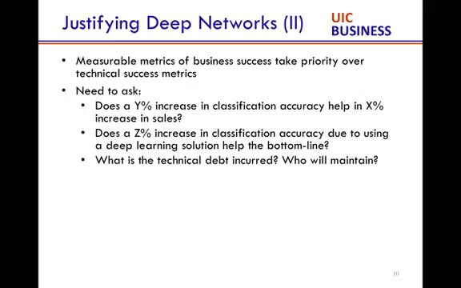But then, how does it map to the business outcome? For example, does a Y% increase in classification accuracy lead to anything meaningful for the business or for the business unit? Does it increase sales? And if it does, then by how much? Maybe there's no impact, right? Also, for example, if you use a deep learning solution, what is the return on investment? What is the technical debt incurred, and who's going to maintain it? Do you have developers in your team who can maintain it, right?